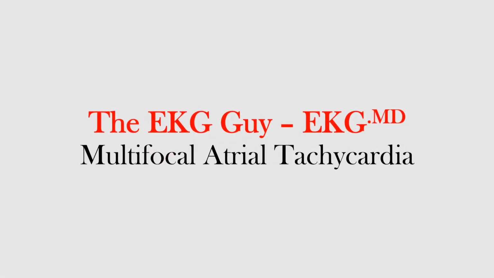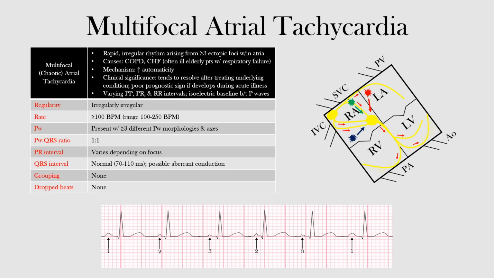In this lecture, we will discuss multifocal atrial tachycardia and how it would appear on the EKG. Multifocal atrial tachycardia, or MAT, which is also referred to as chaotic atrial tachycardia, is commonly seen in severely ill elderly patients with acute on chronic respiratory failure, secondary to COPD or congestive heart failure exacerbation.